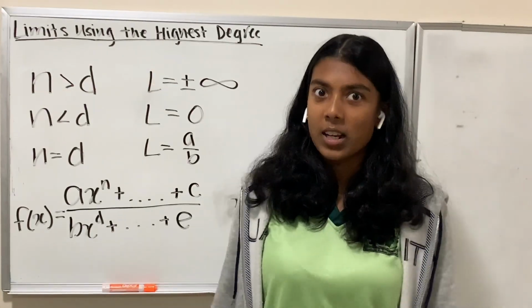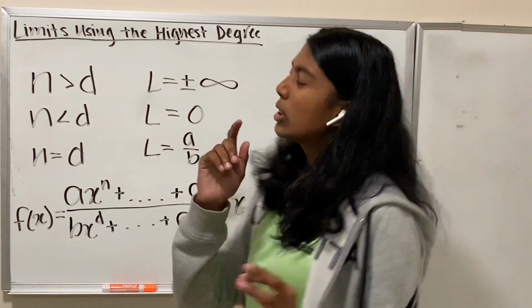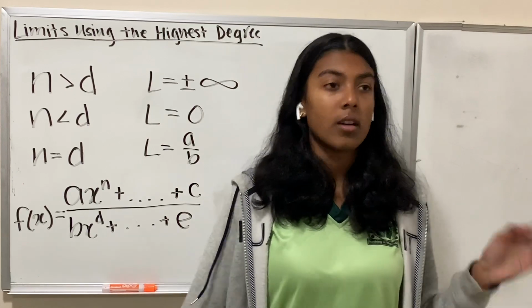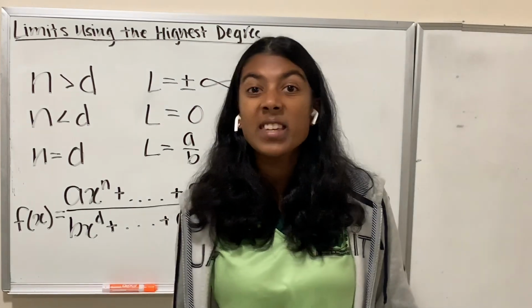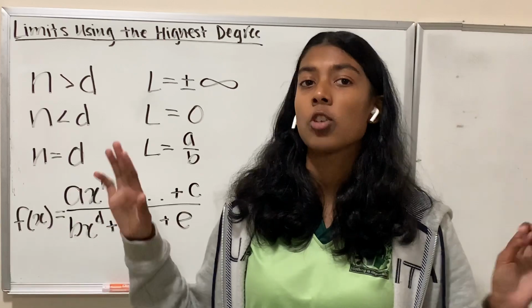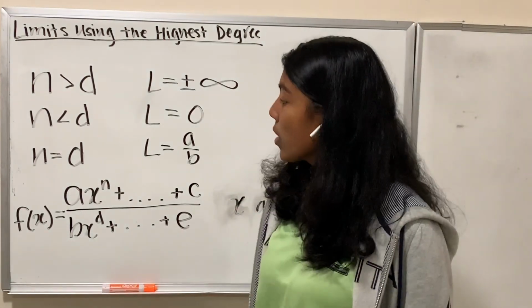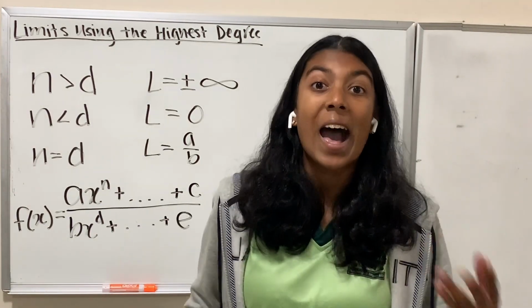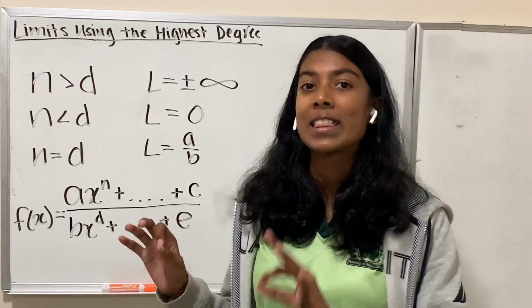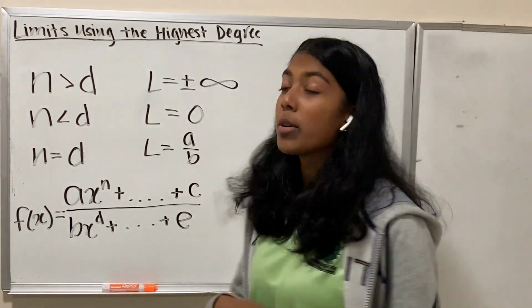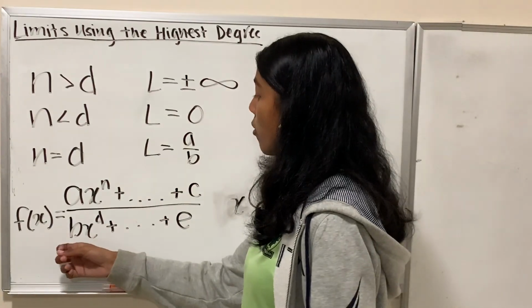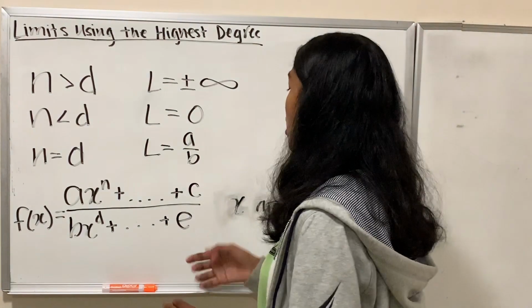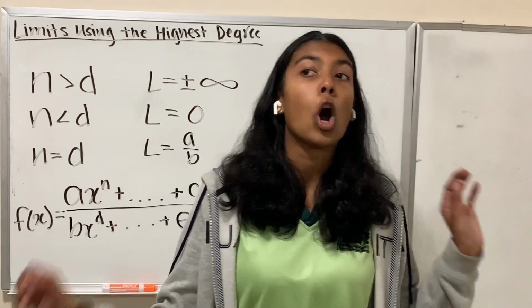And for our last topic of today, which is limits using the highest degree, here's how we do it. So basically, it's when we want to find the limit of a function as x approaches positive or negative infinity. And in this case, our function is just going to be a rational function, which is a times x to the power of n. N stands for the numerator's highest degree. Remember, n is the highest degree in this entire thing, all the way to c, which is our constant. And then we also have over b x to the power of d. D stands for the highest power of the denominator, all the way to e. C and e are both constants.